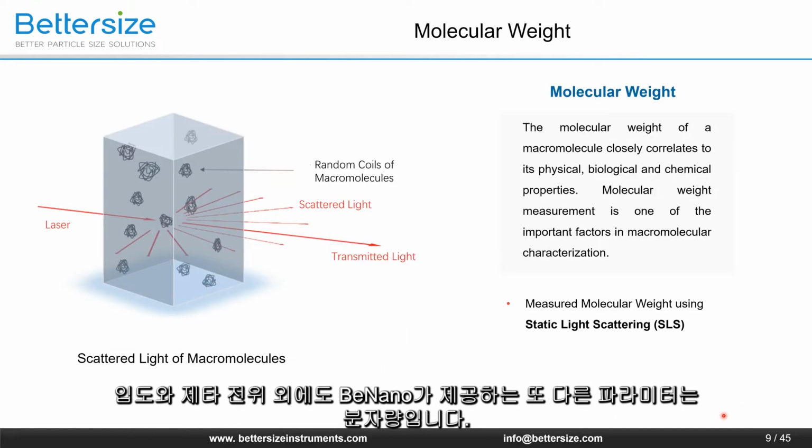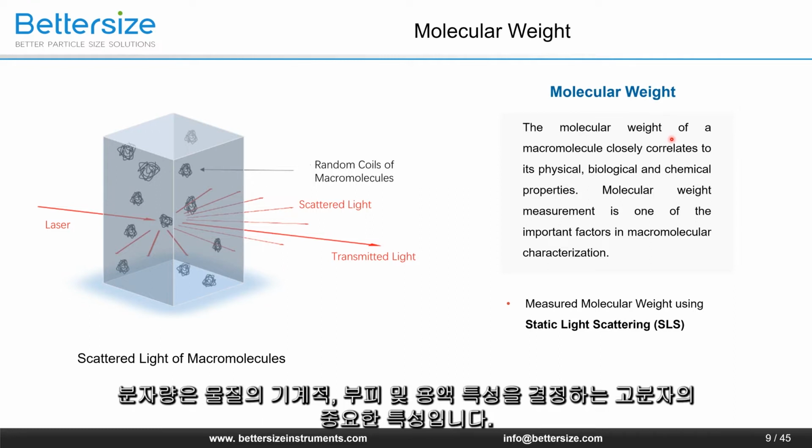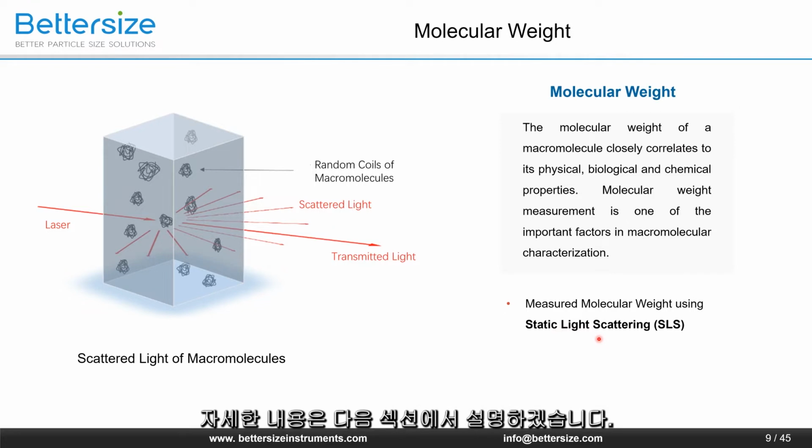In addition to particle size and zeta potential, another parameter offered by BeNano is molecular weight, which is the weight of a given molecule, measured in daltons. Molecular weight is a significant characteristic of polymer for determining the mechanical, bulk, and solution properties of materials. The technology used to determine the molecular weight is called static light scattering. I will talk more about it in the next section.